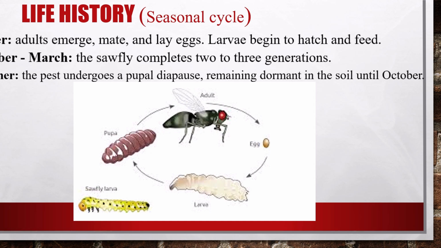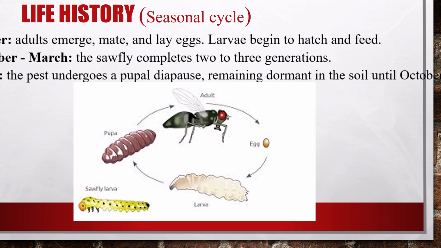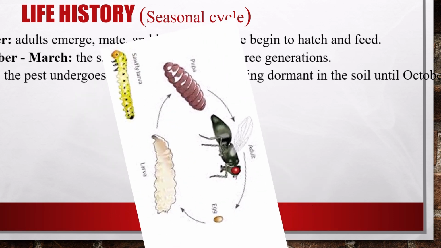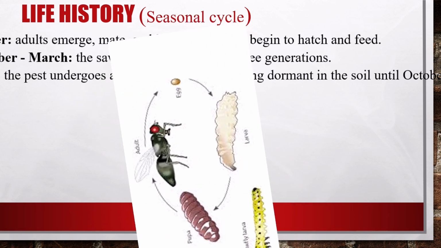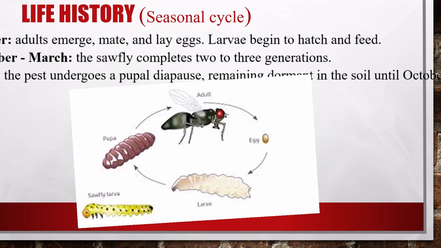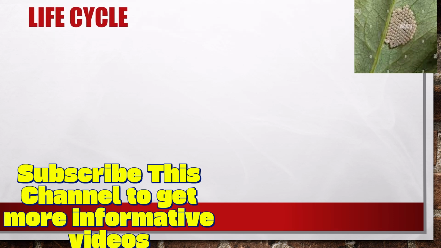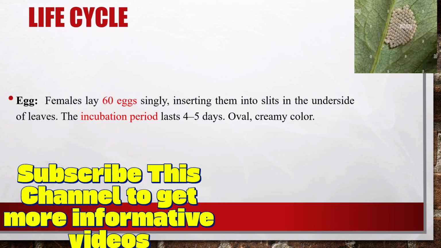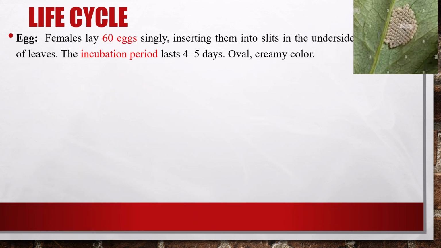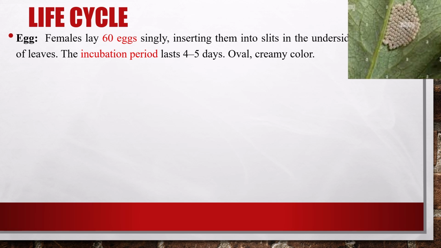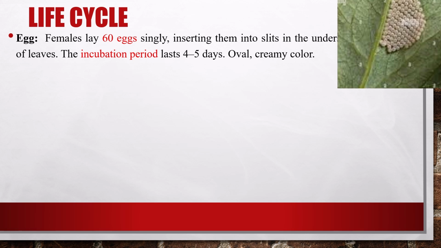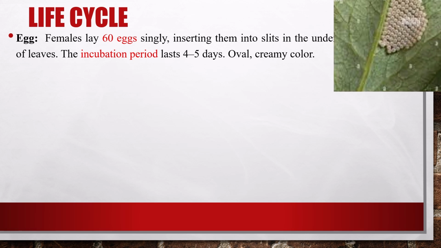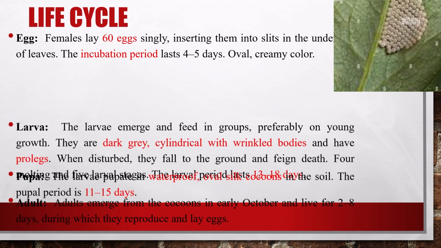Next stage of the life cycle is hatching of larvae. The larvae emerge and feed in groups, preferably on young growth. They are dark gray, cylindrical with wrinkled bodies and have prolegs. When disturbed, they fall to the ground and feign death. There are 4 moltings and 5 larval stages. The larval period lasts 13 to 18 days. Then larvae pupate in waterproof, oval silk cocoons in the soil. The pupal period is 11 to 15 days. Pupa changes to adult and it emerges from the cocoons in early October and lives for 2 to 8 days, during which they reproduce and lay eggs.